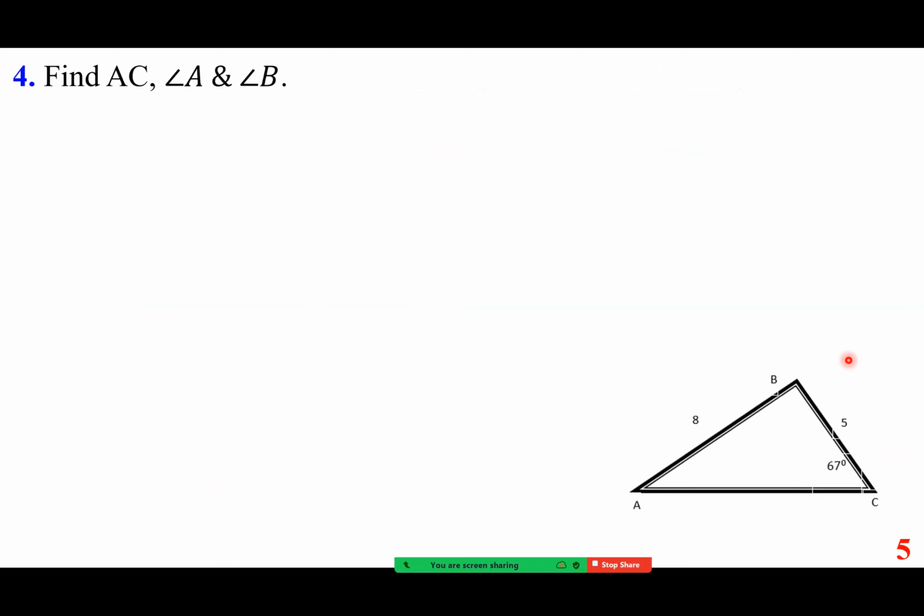Again, we have a triangle, and we want to find some missing information, like one side AC and two angles. Angle A and angle B are missing. As you can see, by the way, this is lowercase a, this is lowercase c. So we can see that this is a side angle.